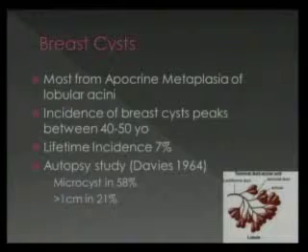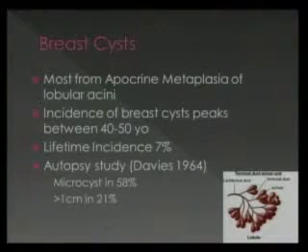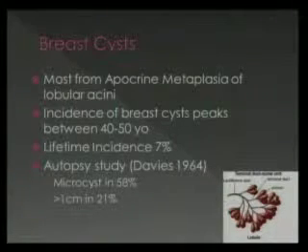And so it's mostly from the apical metaplasia of the lobular acini. So again, talking about this terminal duct unit right here in the end part. The incidence of breast cysts peaks between the ages of 40 to 50 years old, and there's a lifetime incidence of 7%.